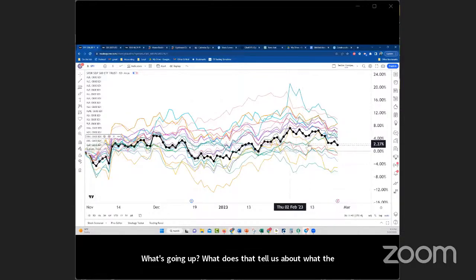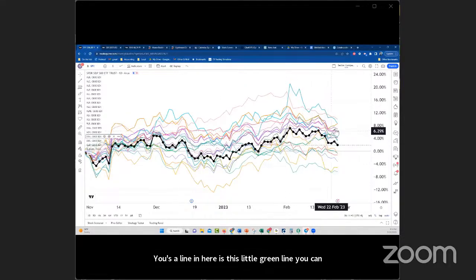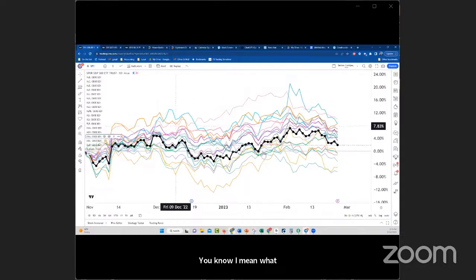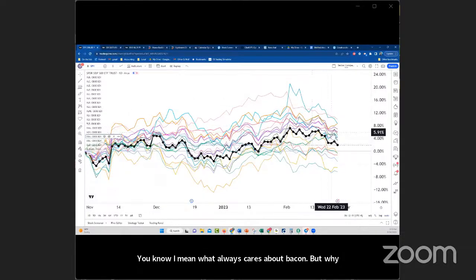Here's a little green line. You can see it's cutting across the swim lanes and moving up. Let's look at what that is. That is DBA, an ETF that tracks agriculture. So soybeans, wheat, corn, live cattle, stuff like that. Not live hogs, pork bellies. Anyway, futures in the agricultural area of commodities. Why does the market care about bacon right now? I mean, everyone always cares about bacon, but why does it care about seeing the price of agricultural commodities move higher? What's the trend here?